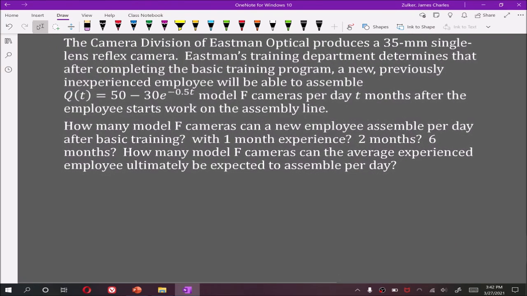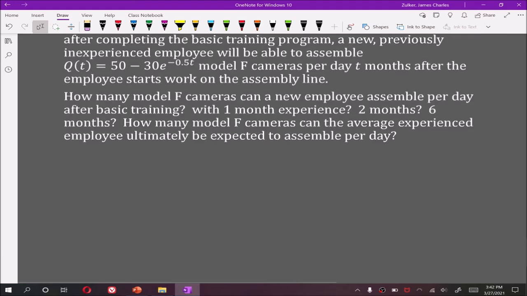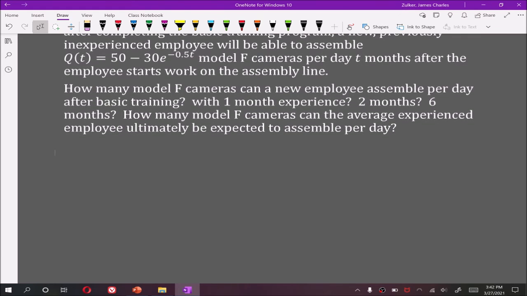Right, well, there's really not much to do here. Right, so a new employee would have 0 months of experience, so it's Q of 0. Right, that is 50 minus 30, which is 20 per day. So 20 cameras per day. So that's for a fresh, inexperienced employee.